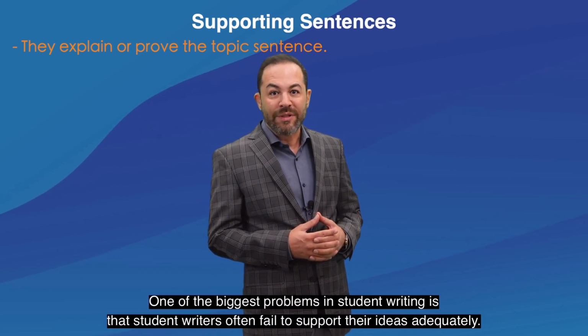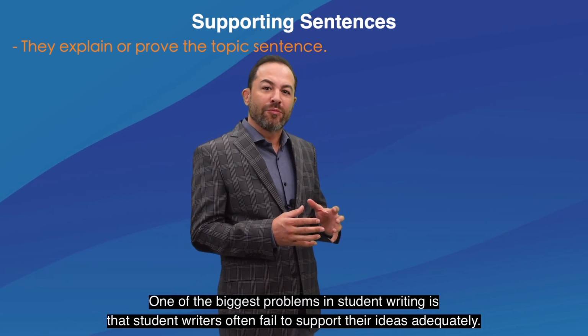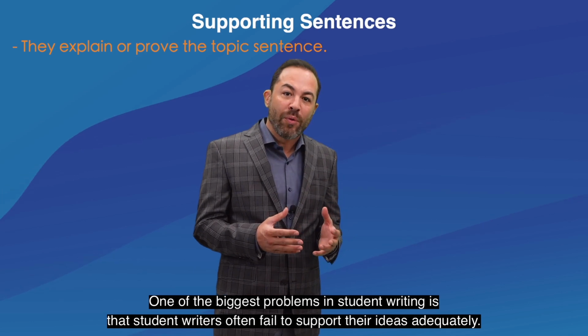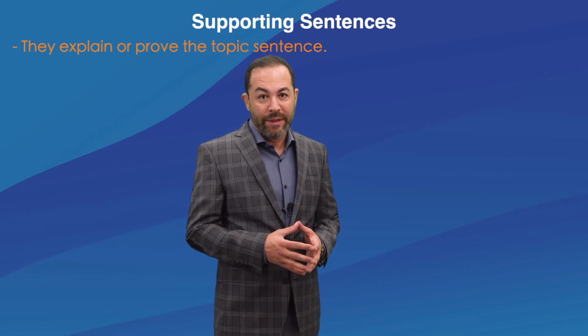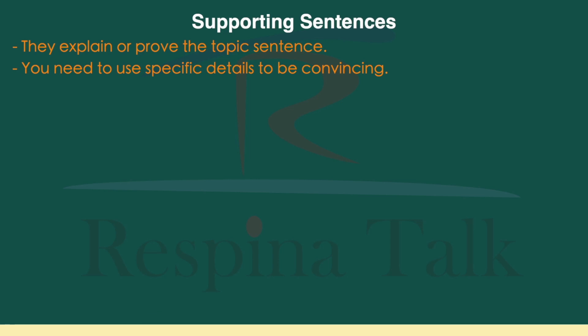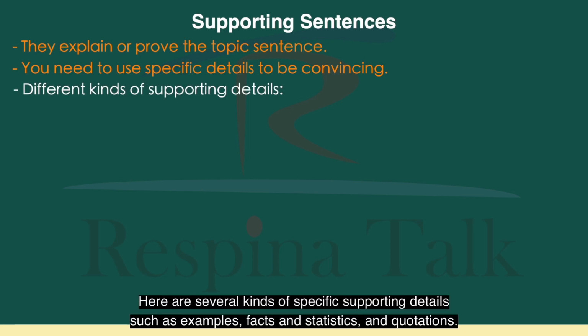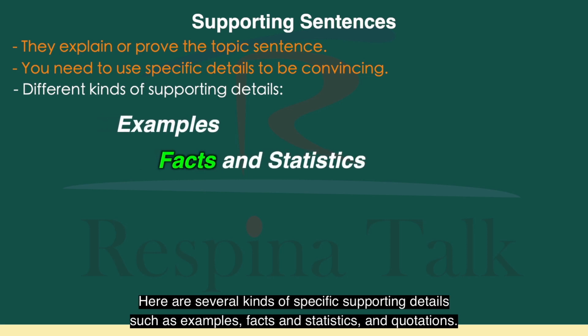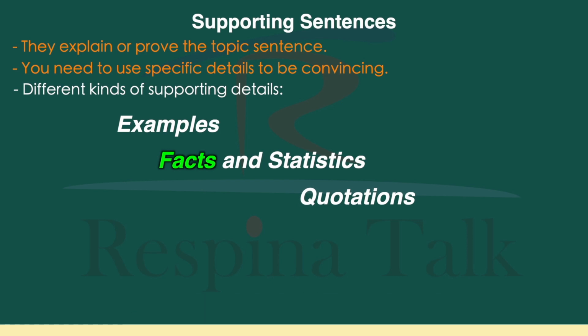One of the biggest problems in student writing is that student writers often fail to support their ideas adequately. You need to use specific details to be convincing. There are several kinds of specific supporting details, such as examples, facts and statistics, and quotations.